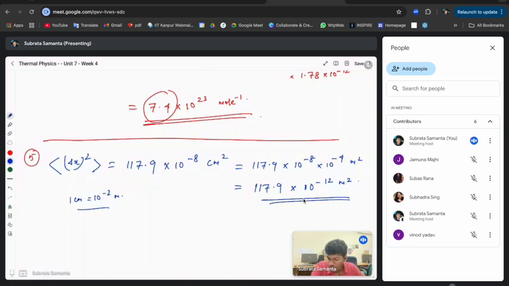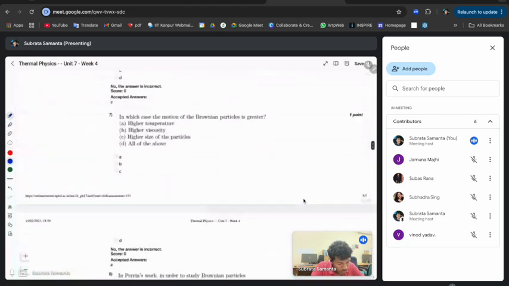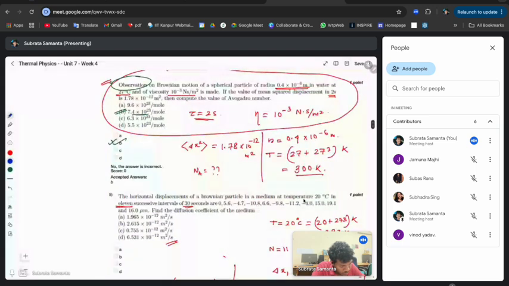We know the value of delta x square, and we know the time tau is 30 seconds. So now we have to calculate the diffusion coefficient of the medium for the temperature 293 Kelvin. So how do we calculate the diffusion coefficient, given delta x square, the mean square displacement, and the successive time intervals of 30 seconds?